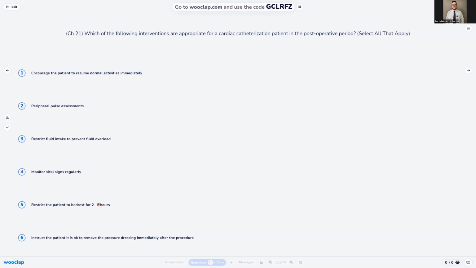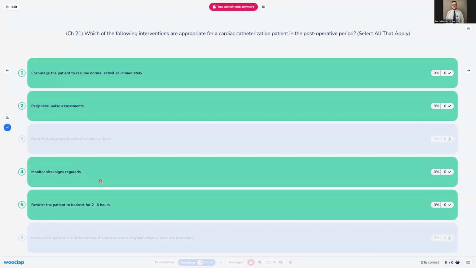If that is bleeding, you need to run in there and hold pressure. I hope y'all are listening to this. Hold pressure firmly on that site and call for help. Initiate the assistance, alert rapid response or code, whatever you got to do to get people in there.